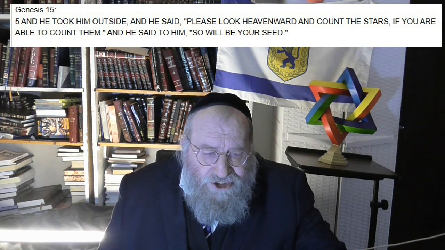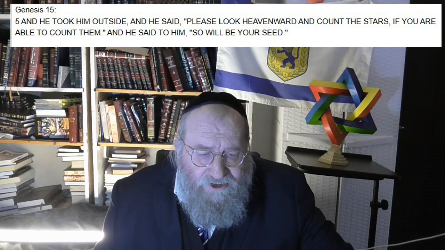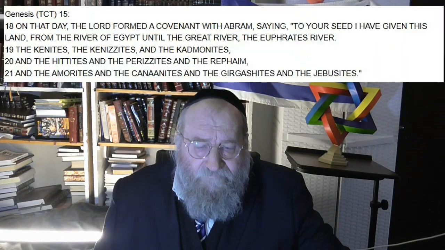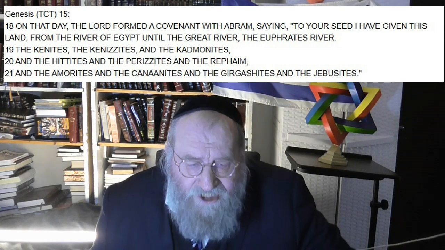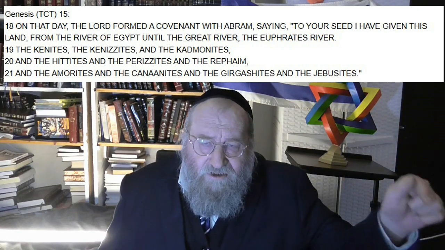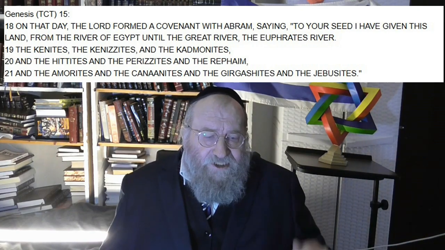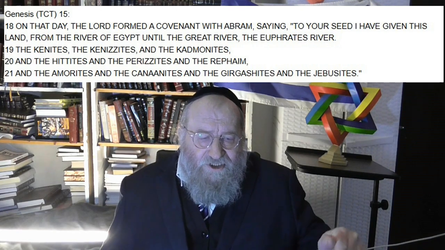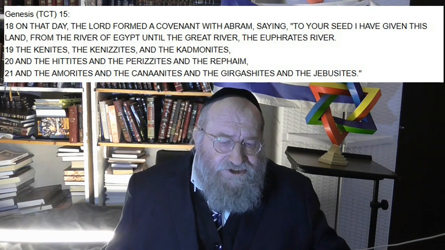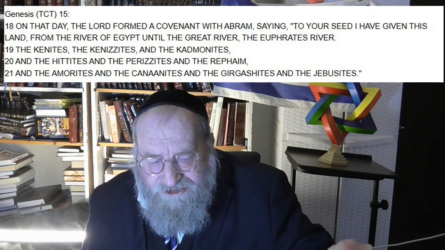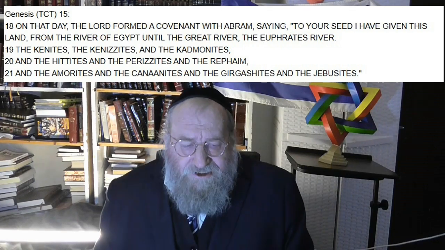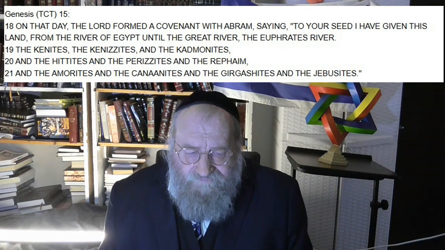After that, we are told in Genesis 15:18, "In that day the Lord formed a covenant," that is a pact, a brit, "with Abraham, saying, to your seed have I given this land from the river of Egypt," that is the Nile River, "to the great river, the Euphrates River: the Canaanites, the Kenizzites, and the Cadmonites, and the Hittites, and the Perizzites, and the Rephaim, and the Amorites, and the Canaanites, and the Girgashites, and the Jebusites." All those are names of Canaanite peoples.